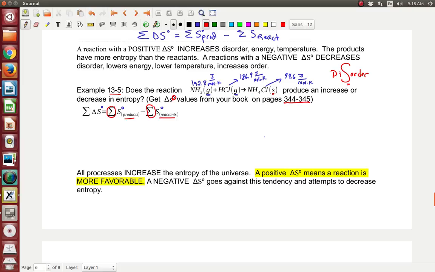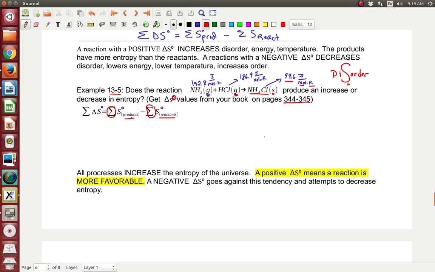I looked on this chart and found the entropy of the products. Now you'll have to pay attention to the state this time. It's very important because the entropy of a solid is going to be different than the entropy of a gas or liquid state. Here we looked at ammonium chloride solid and found that it's 94.6 joules per mole per Kelvin. Hydrogen chloride as a gas, not hydrochloric acid in this case, is 186.9 joules per mole per Kelvin. And ammonia is 192.8 joules per mole Kelvin.